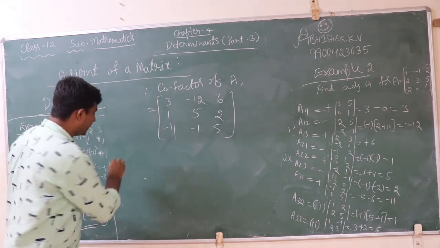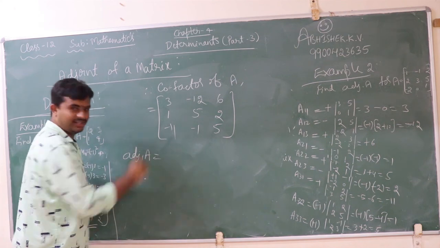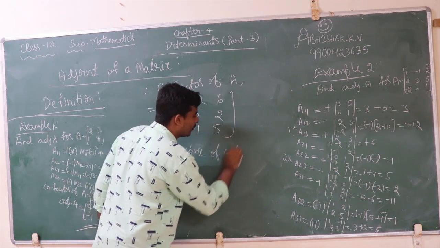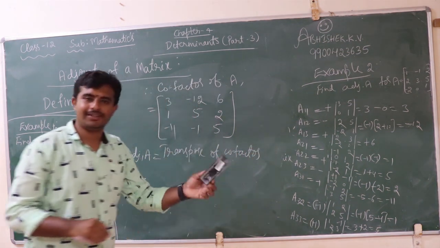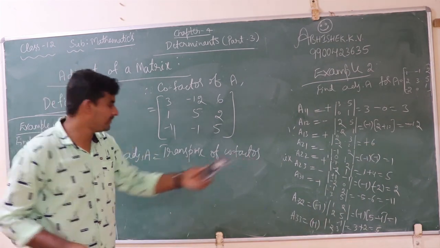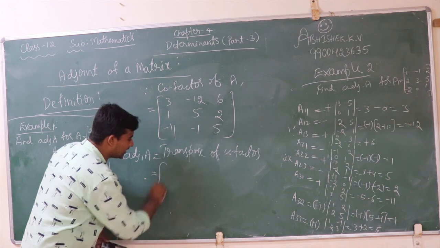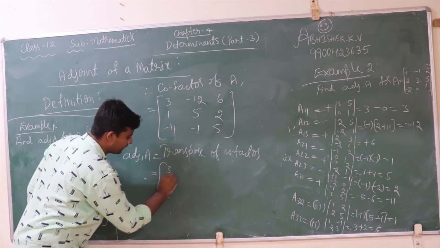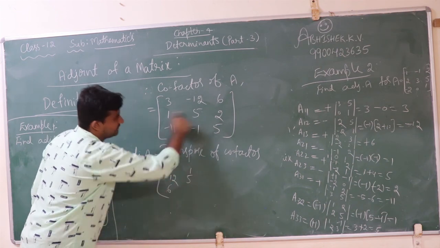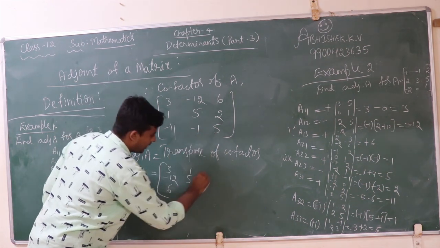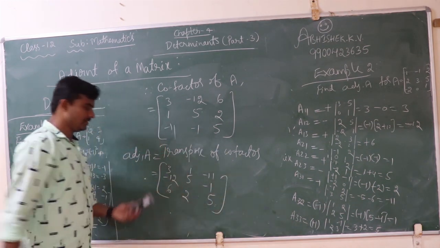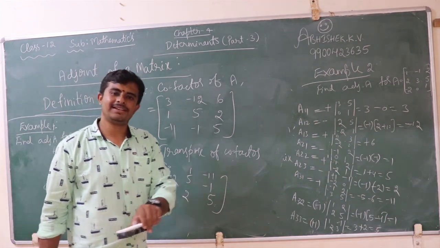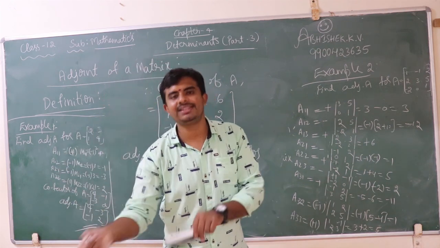But we need the adjoint of A. It is nothing but the transpose of the cofactor. Simply we define the adjoint of a given matrix A as the transpose of the cofactor matrix. This is the cofactor matrix; transpose of this means changing row to column, column to row. The first row becomes the first column, the second row becomes the second column, the third row becomes the third column. See, this is the adjoint of matrix A. Cofactor is determined by multiplying minus 1 to the power of i plus j with the minor.